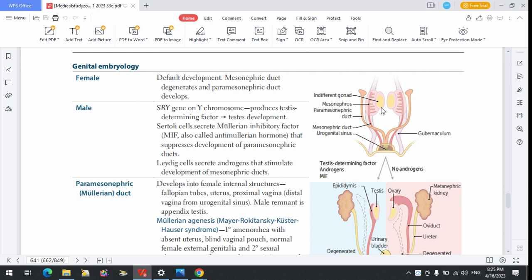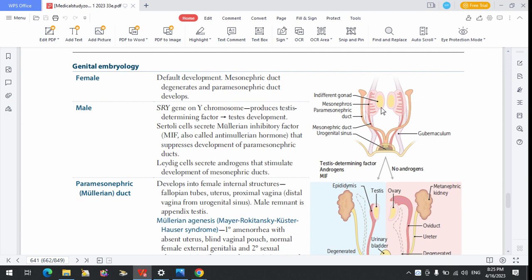So the internal duct that is selectively developing in females is the paramesonephric duct. The mesonephric ones have degenerated. So what are the structures that are now formed from the paramesonephric duct?